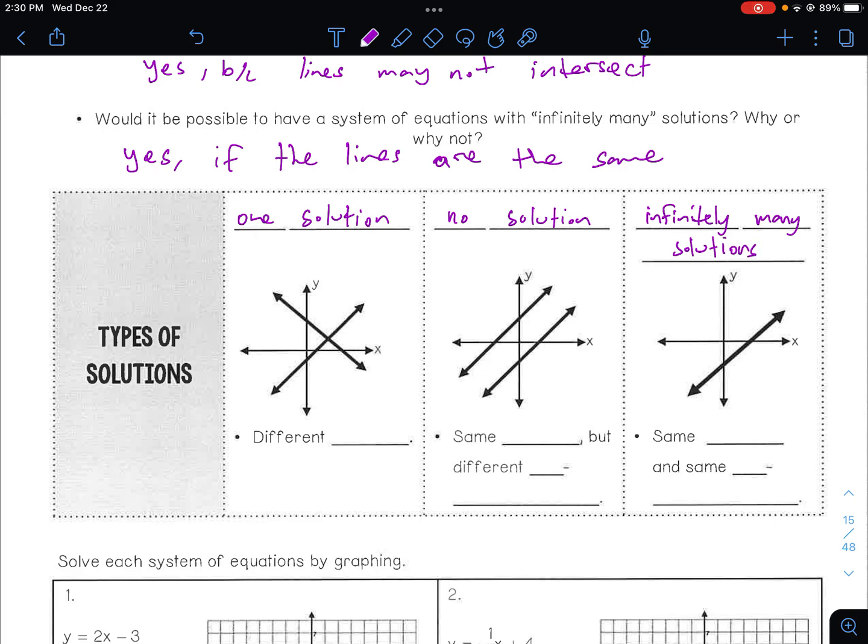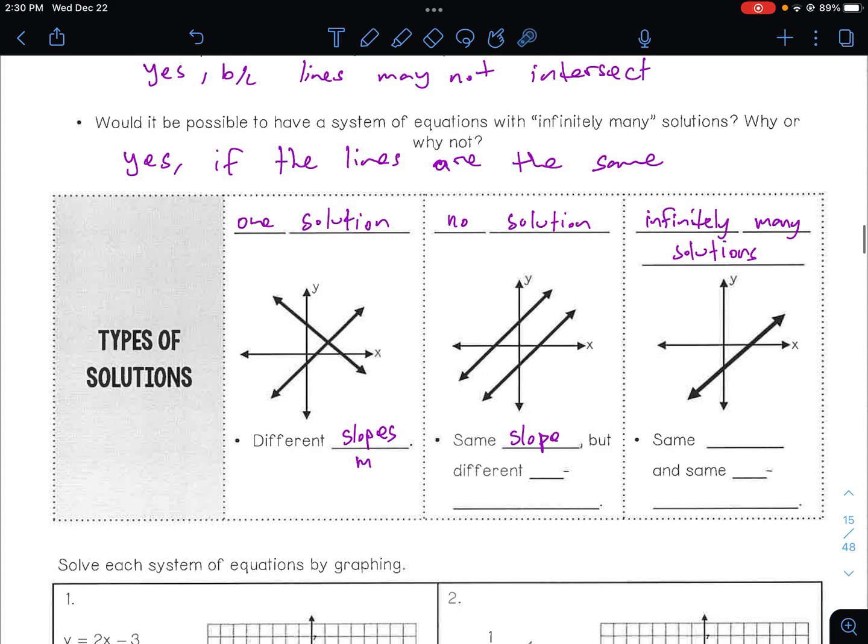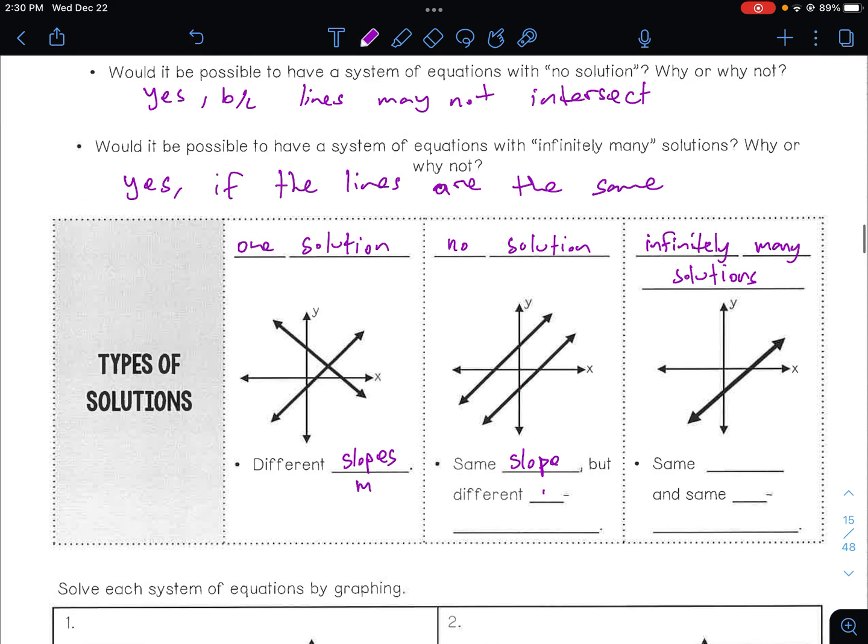So, what do we notice about one solution? Well, they have different slopes, or m. What do we notice about no solution? They have the same slope, right? The slope of this line is the same as the slope of that line. That's why they never touch. But they have a different y-intercept. This one starts off right here, the y-intercept's up there, and this one, the y-intercept's down there. So that means there's no solution.